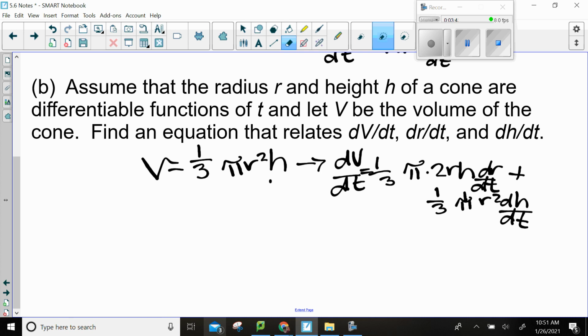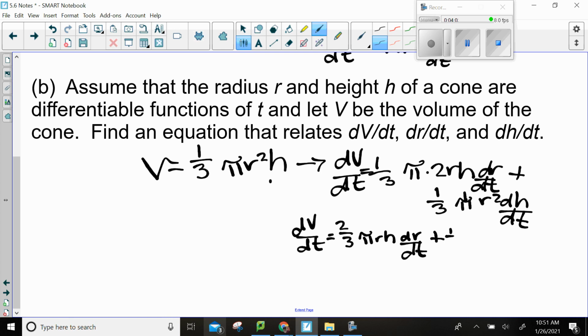All right, so we have dV/dt, and I'm going to simplify that whole mess. I have 2/3 pi r h dr/dt plus 1/3 pi r squared dh/dt. Chances are you would have either the radius or the height given. It's going to be really hard to determine any one of these when you're missing two of the others.